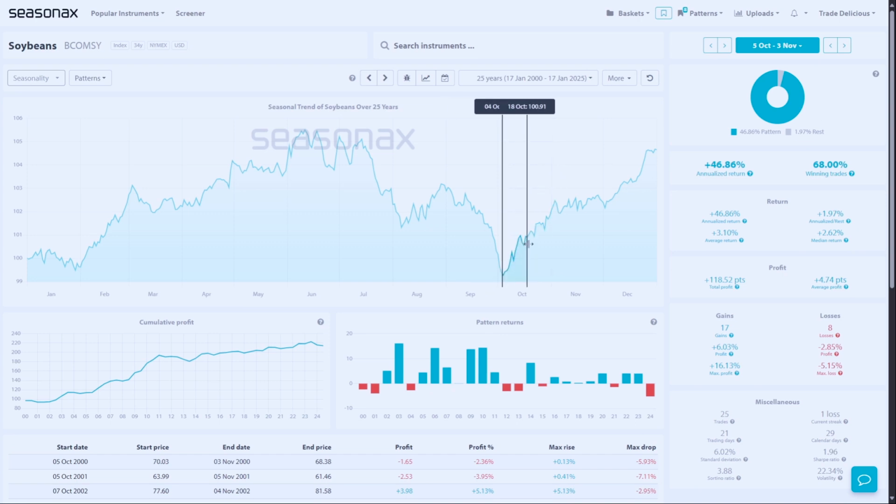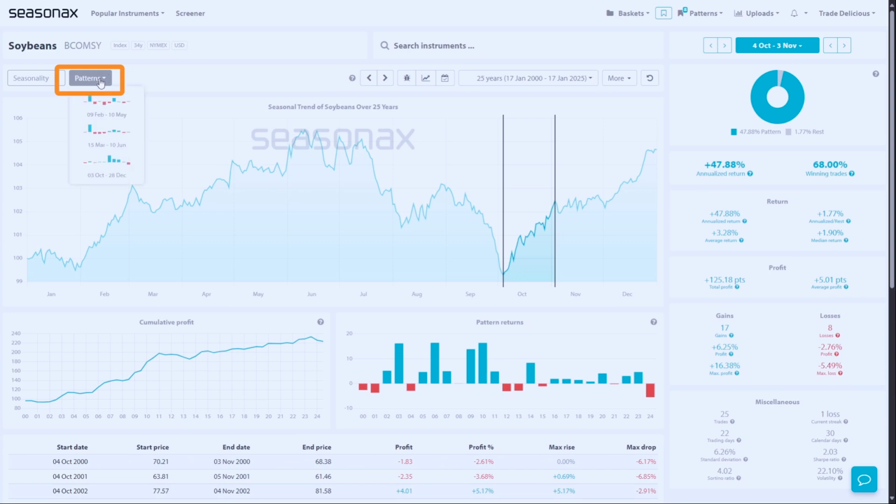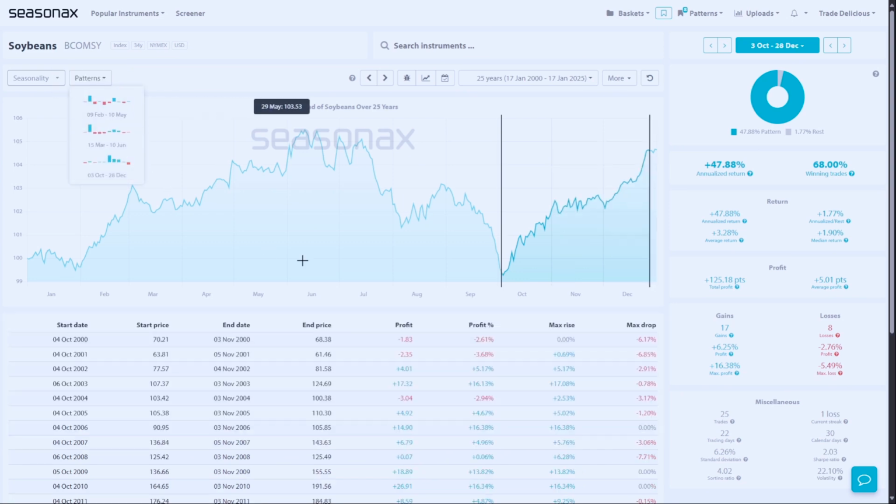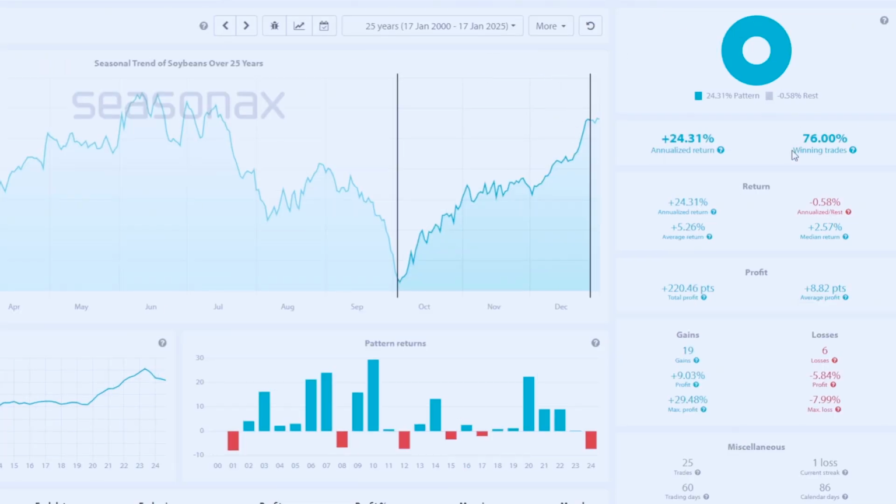For example, if I go from the beginning of October up into early November, you can see that has a 68% win rate, or you can even click on their homemade patterns here and identify a couple. 3rd of October to the 28th of December, 76% win rate over 25 years. That's 19 years of success and only 6 years of losses. The average return is around 5.26%. So that's about 3 months of a trade to return 5.26% on average.